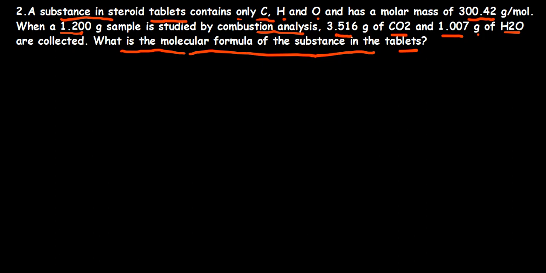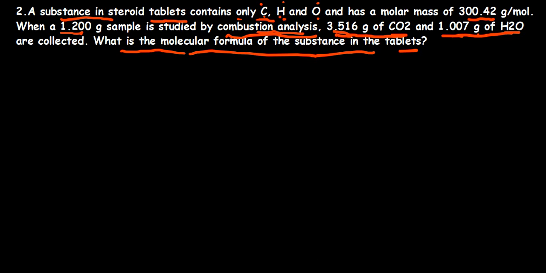Okay, so we notice that this question involves combustion analysis, and we've been given the mass of carbon dioxide and the mass of water. So for us to find the empirical formula, and eventually the molecular formula of this compound, we need to know the mass of the carbon, the mass of hydrogen, and the mass of oxygen. So we know how we can get the mass of carbon and the mass of hydrogen.